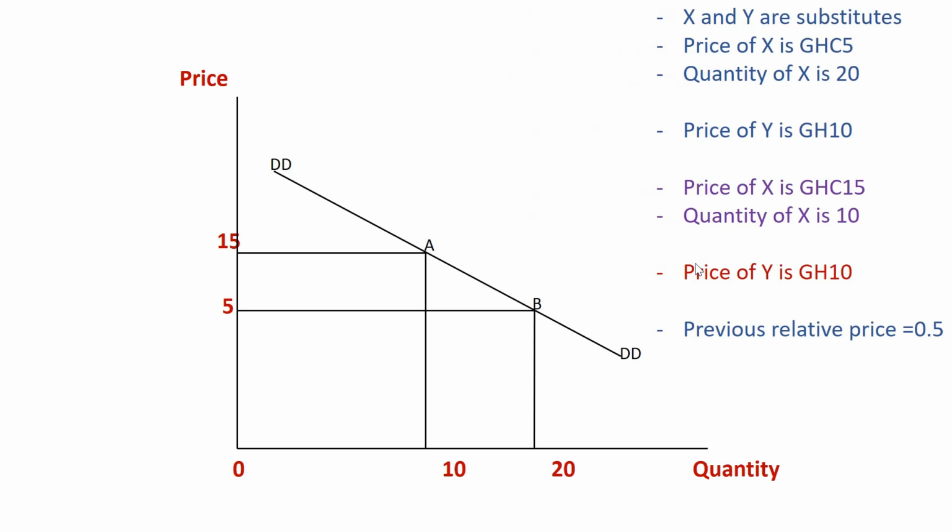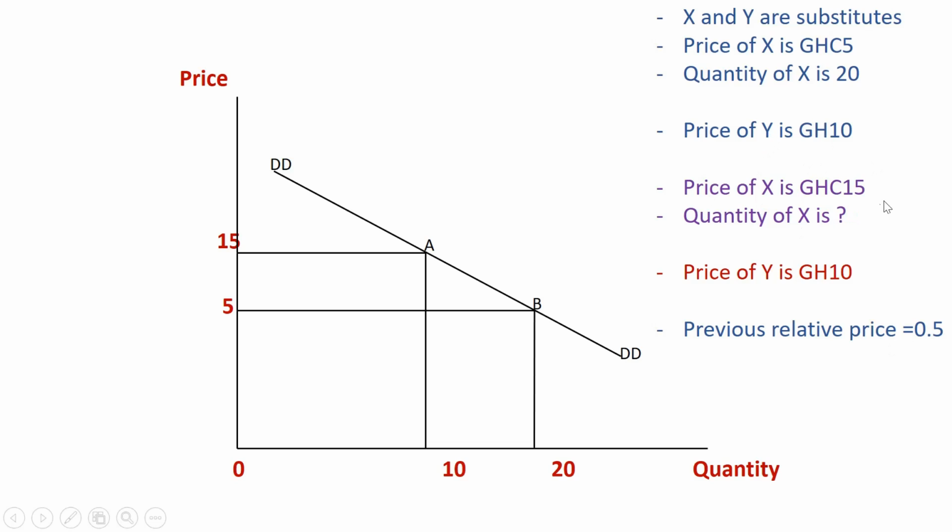So for instance, previously, the price of X is 5 and the price of Y is 10. So when we divide the price of X by the price of Y, we are going to get 0.5 as the relative price of X. So when we consider the price of X in relation to that of Y, we are seeing that the price of X is just half of the price of Y. This tells us that X is relatively cheaper.